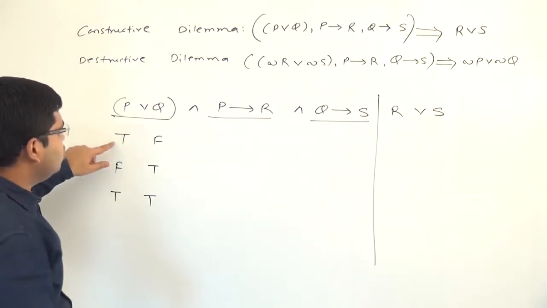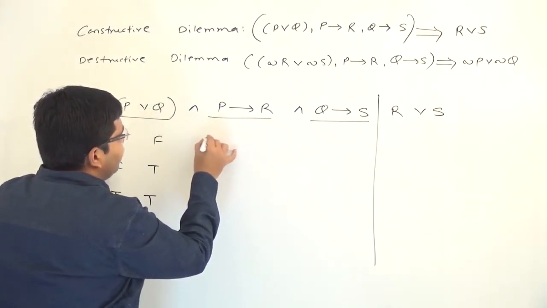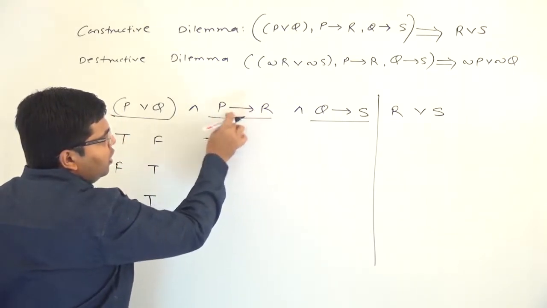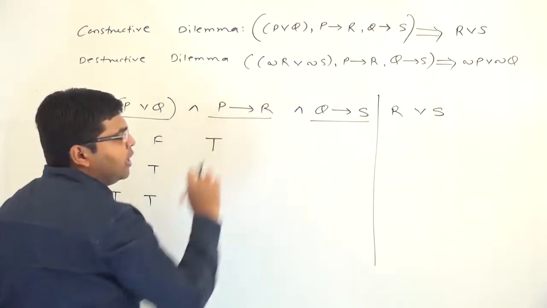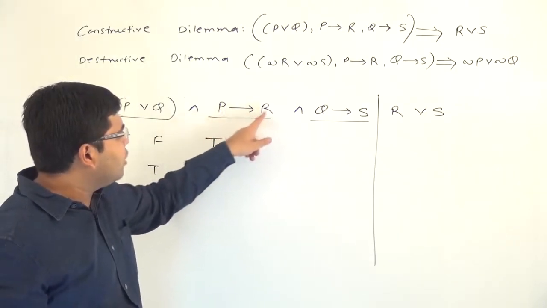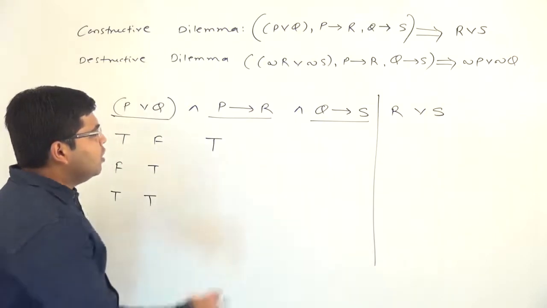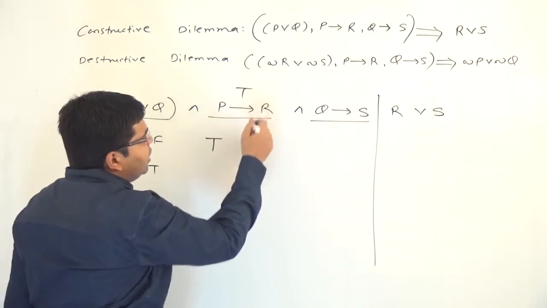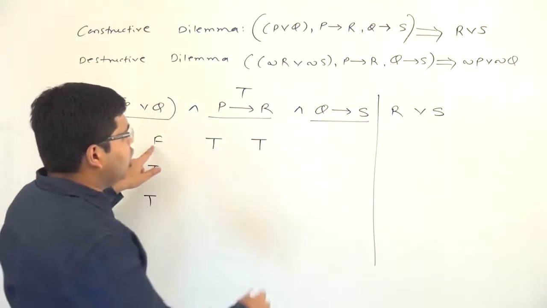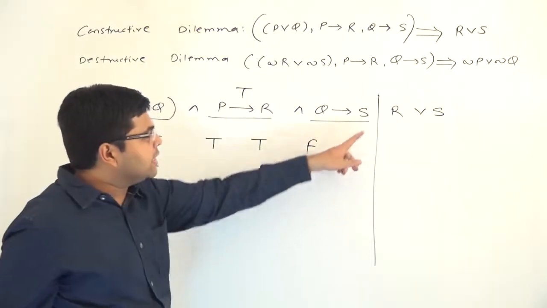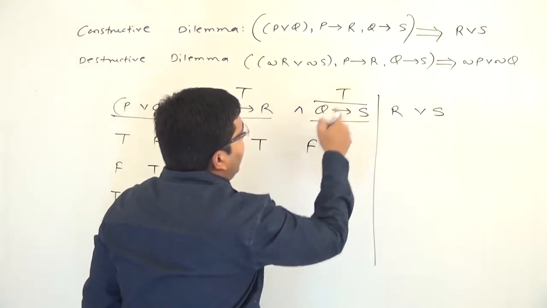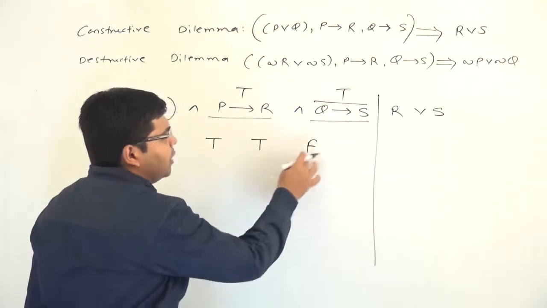Now P is true, and we want P implies R to be true. If we want P implies R to be true, what should be the value of R? Should R be false or true? If I make R equal to false, this will become true implies false and the implication will become false. We want this implication to be true, and that is why the value of R should also be true. Then Q is already false, and when Q is false, S can be anything, because false implies false is true and false implies true will also be true. So we are not worried about the value of S.